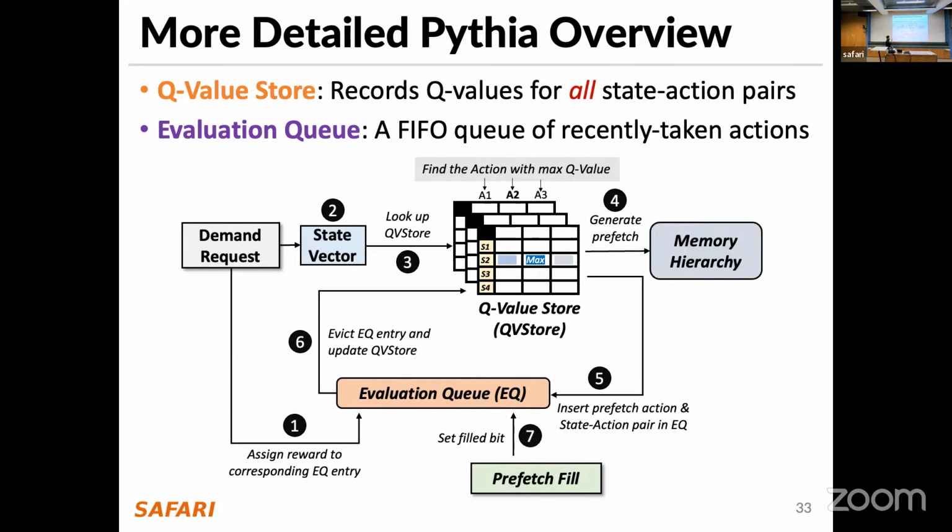And then there has been lots of engineering going on even to design this Q value store, because you can think of the state as being arbitrarily large. So actions might be limited.